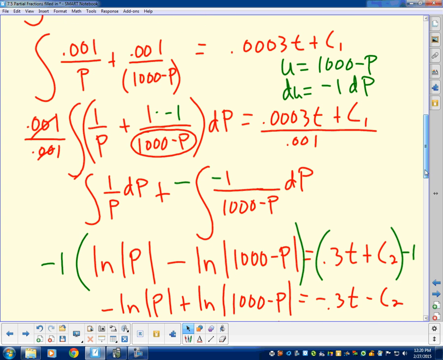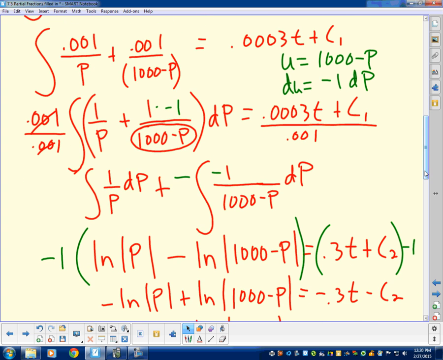And then we're going to integrate each side. By dividing out the 0.001, I've got the integral of 1 over p dp, and then here we have the negative 1 that we needed to add in. We bring the negative out front here. So this ends up being minus ln of 1,000 minus p. You have to be careful on this integral. When you integrate dp over 1,000 minus p, it will be a negative ln of 1,000 minus p. So let me go back up here.